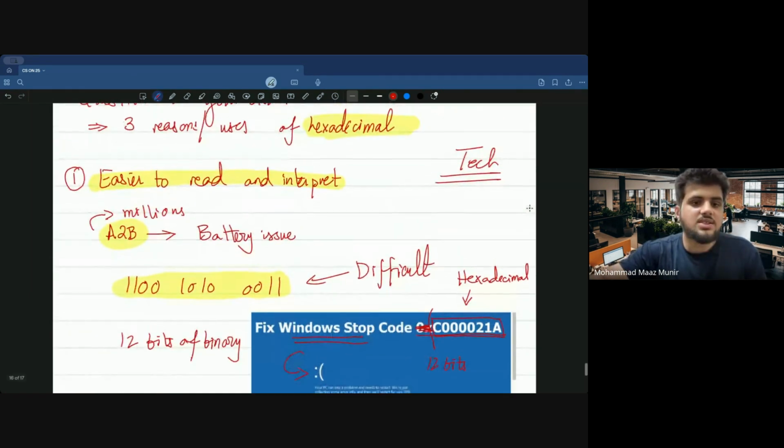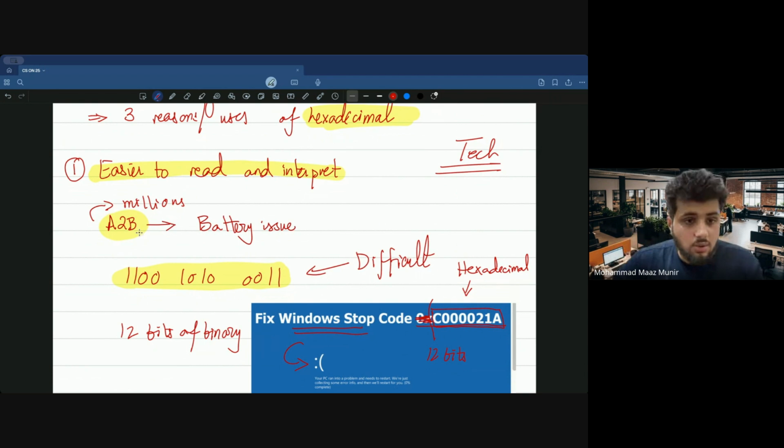A to B is just like an example. It's not something you need to look at. A to B is just a hexadecimal value. It's not something you need to memorize. I just give an example that let's say I make a laptop, and in that laptop I say that if there is an issue with the battery, then the error will be given with the code A to B. So the A to B will be basically an error code.